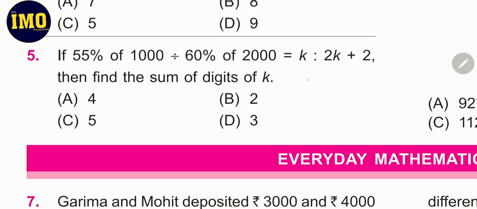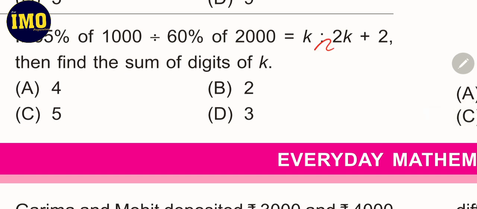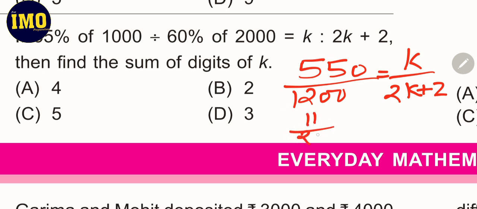So we get 550 and divide by 1200 is equal to k upon 2k plus 2. Now when you make it the simplest fraction, you get 11 divided by 24 and k upon 2k plus 2. It means when you let k is equal to 11, so 2k means 11 multiplied by 2 becomes 22, plus 2 is 24.